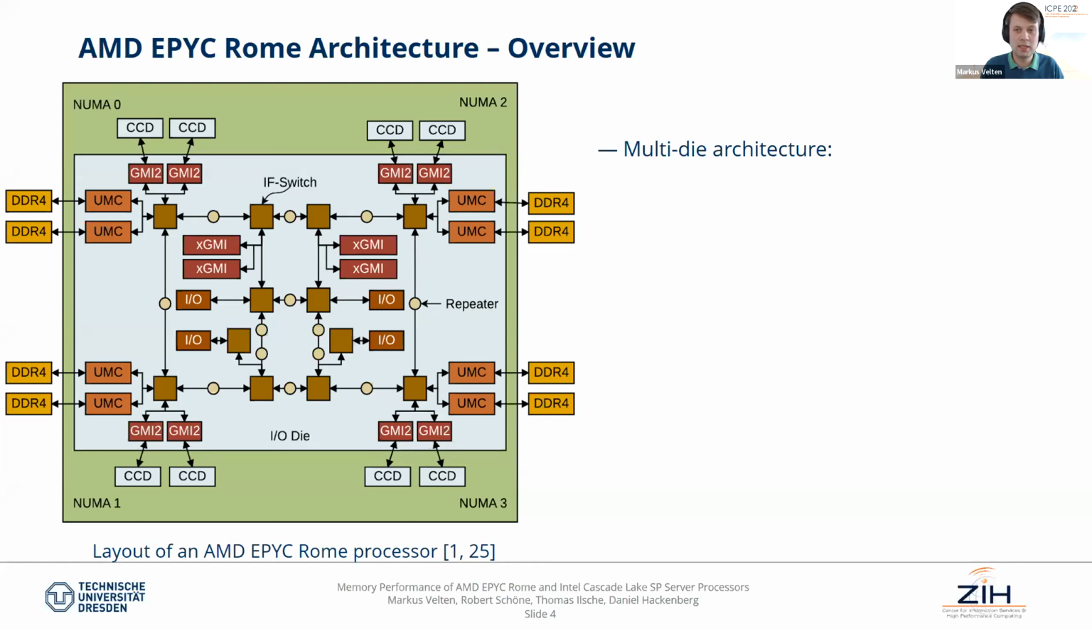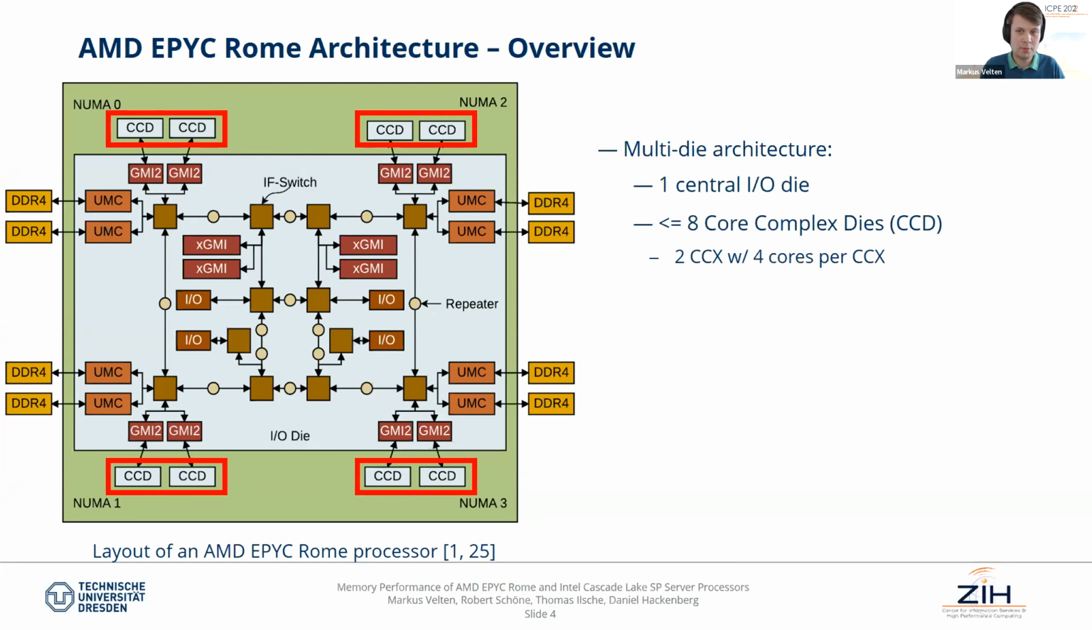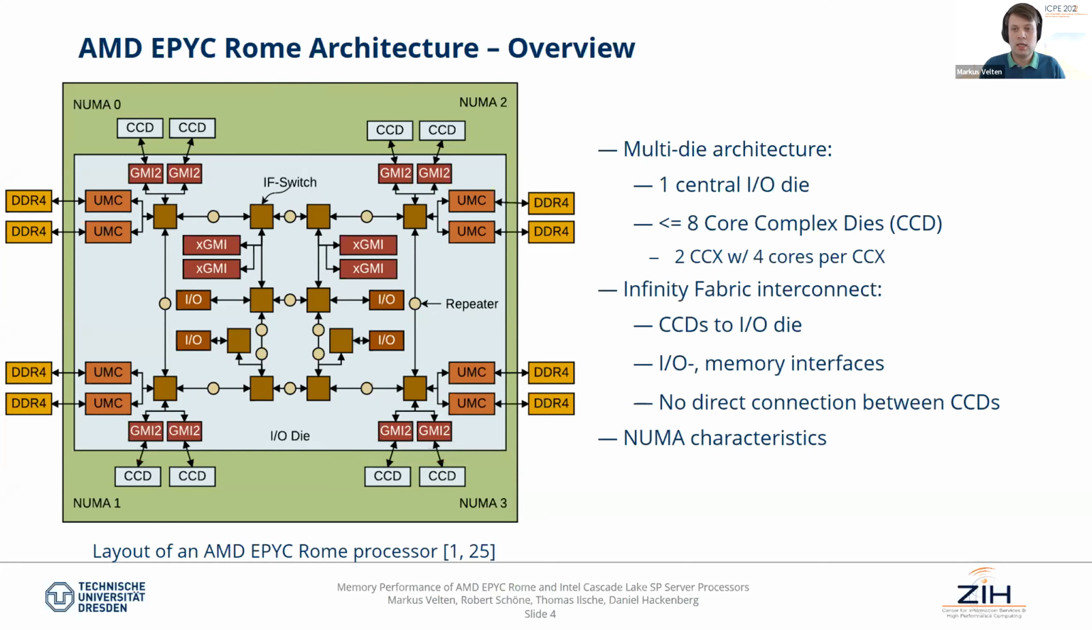So let's start with the AMD architecture. This is a multi-die approach. AMD uses one central I/O die, and depending on the configuration, up to 8 so-called core complex dies, or CCDs, which in turn are populated by 2 CCXs, or core complexes, which in turn have 4 cores each. The Infinity Fabric is used to connect all the components, these CCDs, to the I/O die and to the I/O and memory interfaces. However, as you can see in that picture, there's no direct connection between CCDs, which we'll see later on in measurements as well.